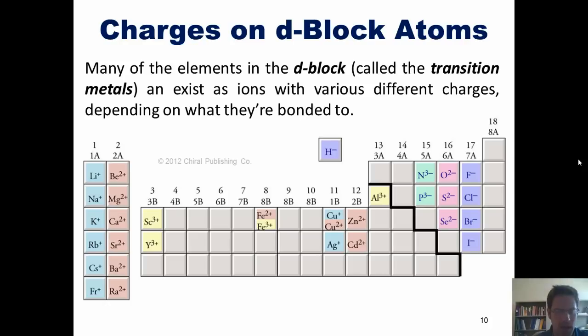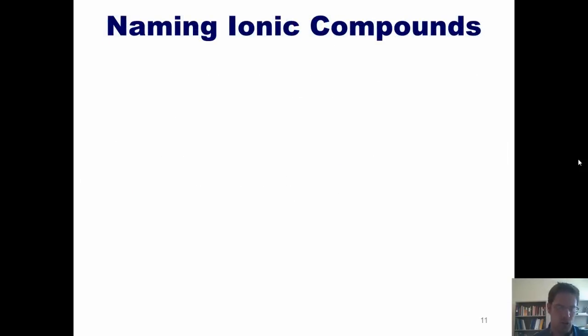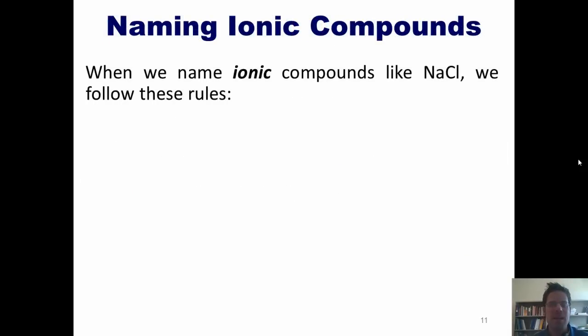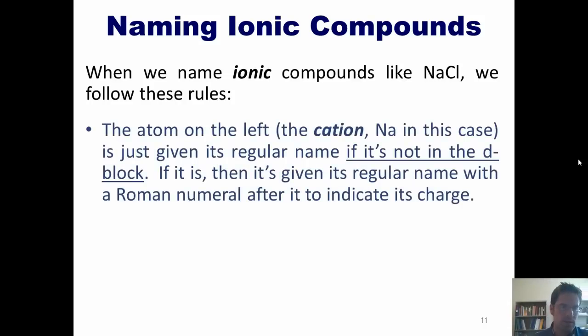Now don't worry, I'm not going to make you memorize all of the different charges that each individual D block element can attain. I do, however, just want you to understand that there is a lot more variety in them, because this will become important in the next slide, which is the slide shown here. When we name ionic compounds like sodium chloride, we follow these rules. The atom on the left, which is the cation, sodium in this case, is just given its regular name, if it's not in the D block.